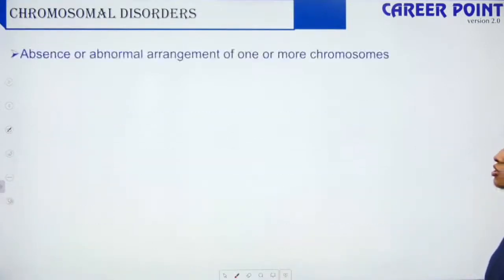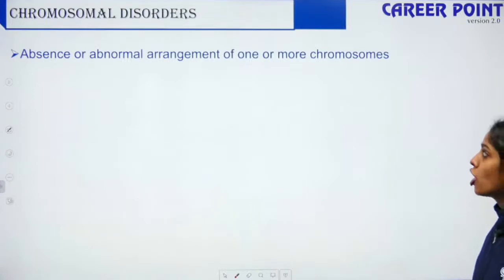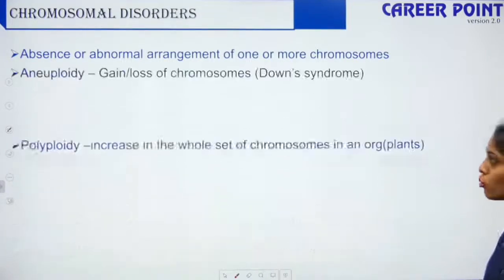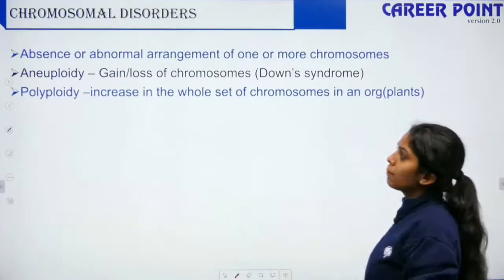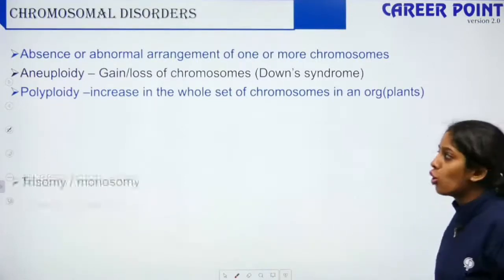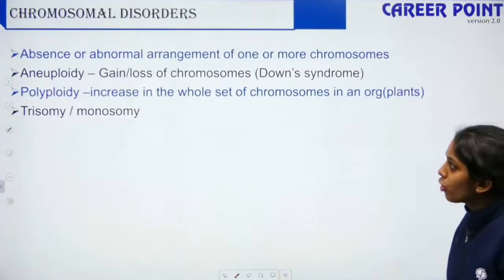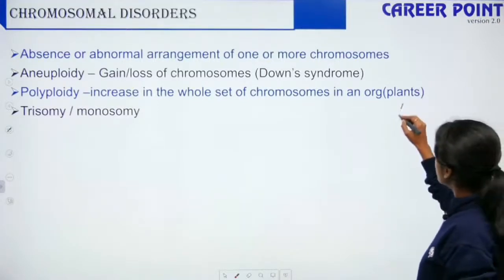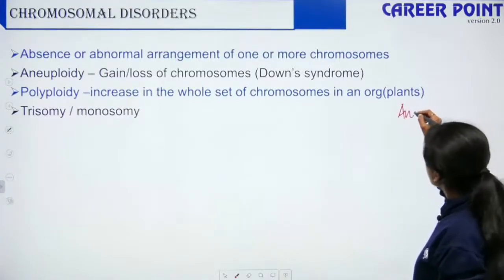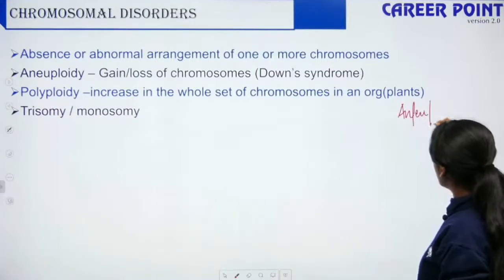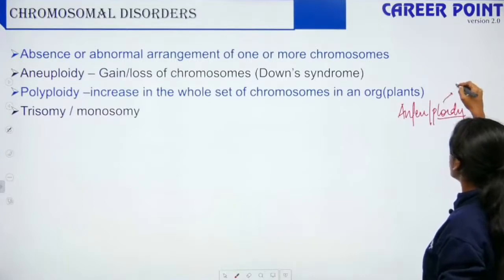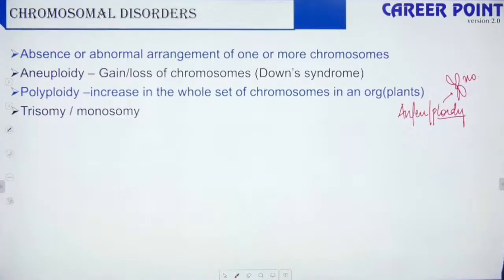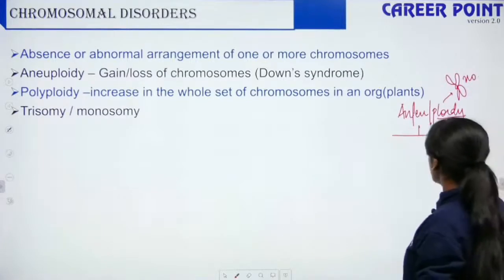Chromosomal disorders are the absence or abnormal arrangement of one or more chromosomes. Aneuploidy is gain or loss of a chromosome. Polyploidy is an increase in the set of the whole chromosome. Aneuploidy has types. Always, ploidy refers to chromosome number. Aneuploidy can be of 2 types.